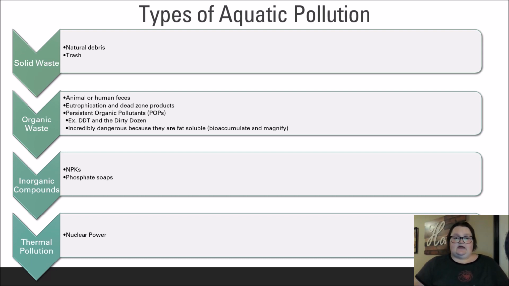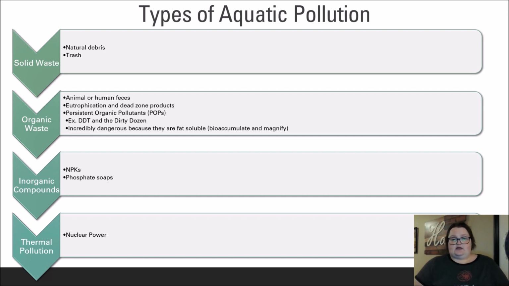Additionally, a class of compounds called persistent organic pollutants, also known as POPs, are often found in water. We will discuss these in more detail in our lesson on human health. One of the things to note here is that POPs tend to be fat-soluble, which increases the chances that they will bioaccumulate in a single organism and then biomagnify up the food chain.